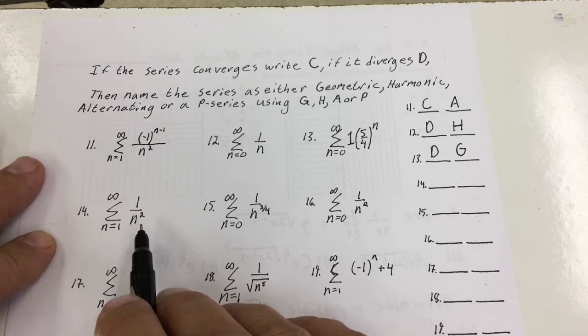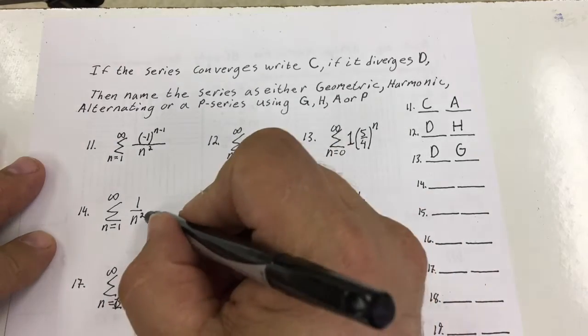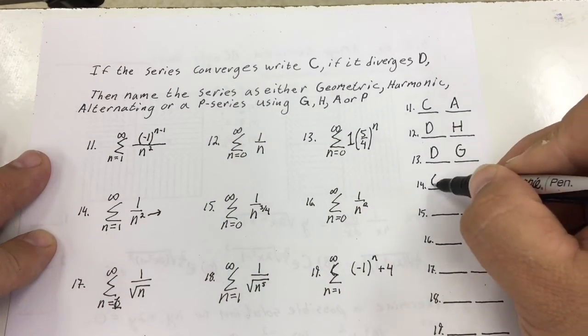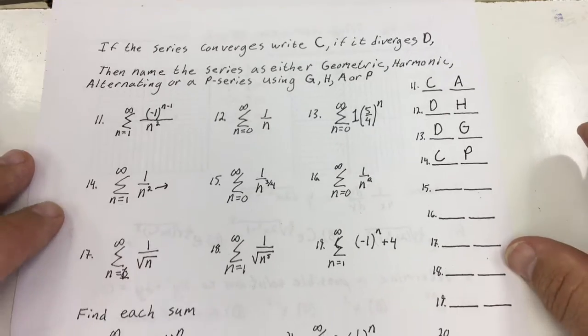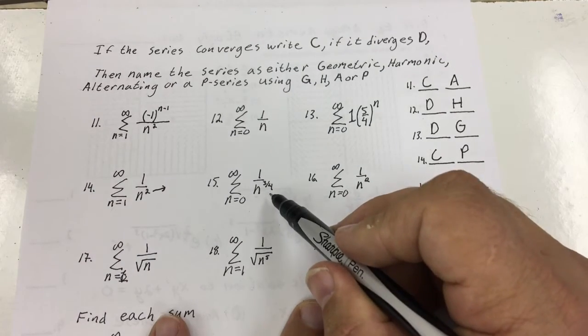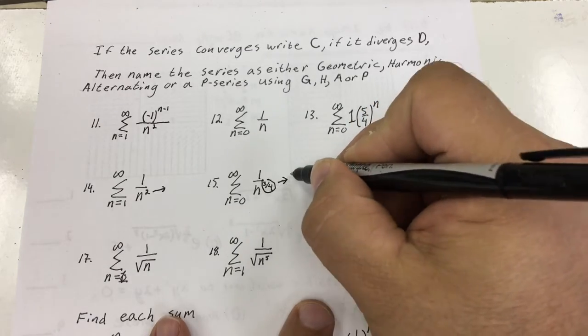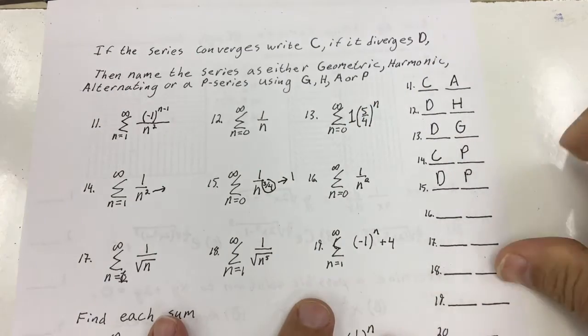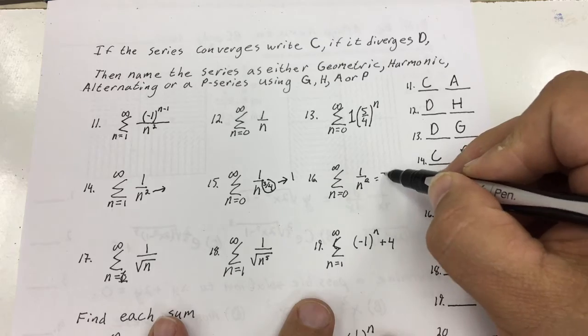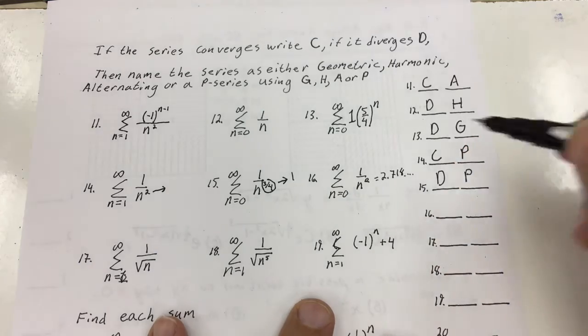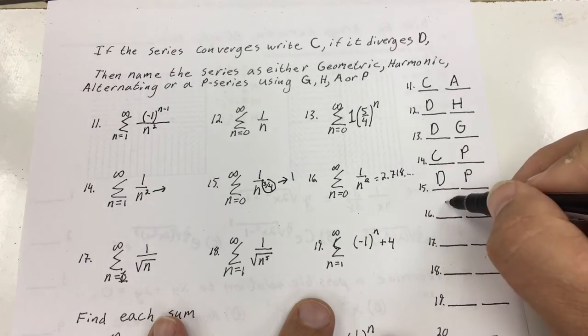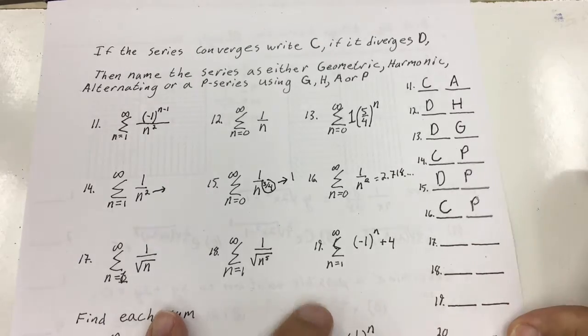Number 14, that's a p series. And it converges because p, the exponent, is greater than 1. So that's going to be a converging p series. Number 15. Again, another p series. But notice, p, my 3/4, is less than 1. So this is going to be a divergent p series. This is an e, and e equals 2.718, approximately. And that means e is bigger than 1. So this is going to converge, and it's a p series.